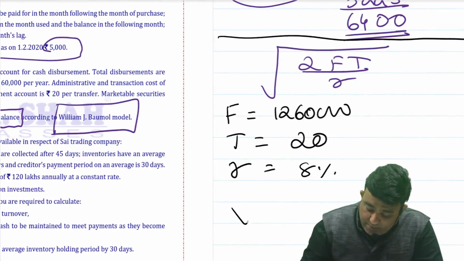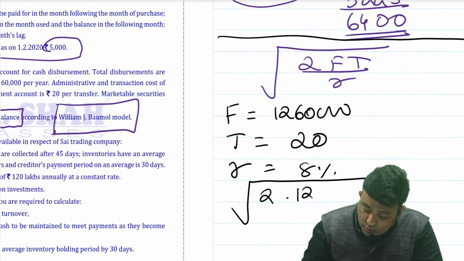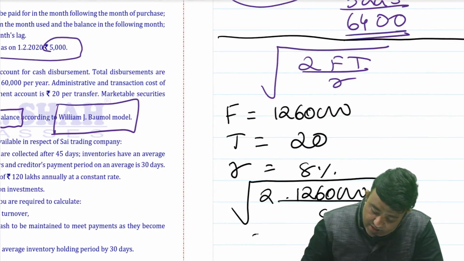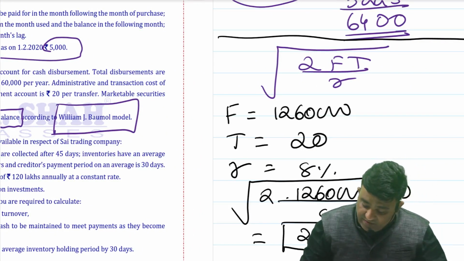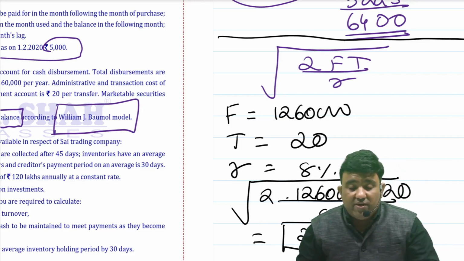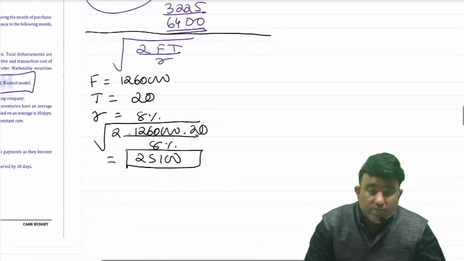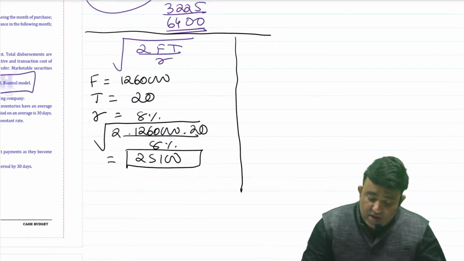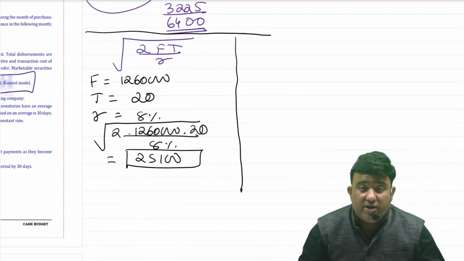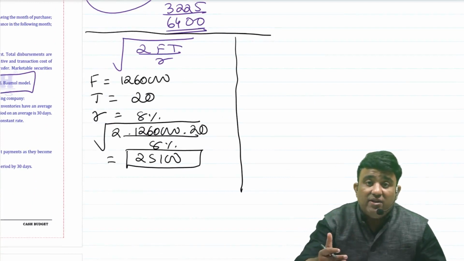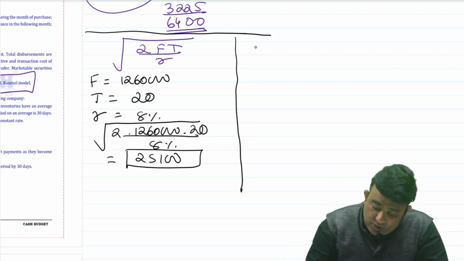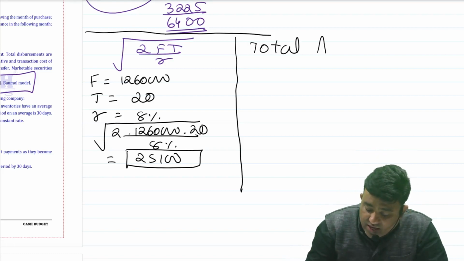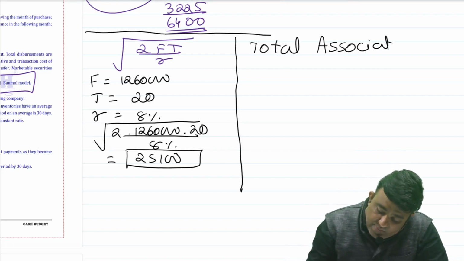So student, what is the optimum cash balance? I can say 2 into 12,60,000 into 20 divided by 8%. Can I have an optimum cash balance available with the company now? Yes, it is 25,100. Am I clear, everyone? What is 25,100, students? A company having already 12,60,000 in hand should invest this and start withdrawing 25,100 at a point of time, so that the total associated cost will be minimum.